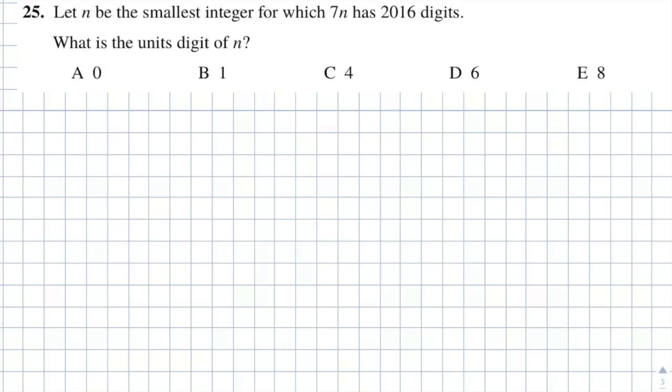Okay, question 25 from the 2016 paper. Let n be the smallest integer for which 7n has 2016 digits. What is the units digit of n? Got answers as A is 0, B is 1, C is 4, D is 6, and E is 8. Okay, so this question doesn't give you a lot of information, but let's see what we know.